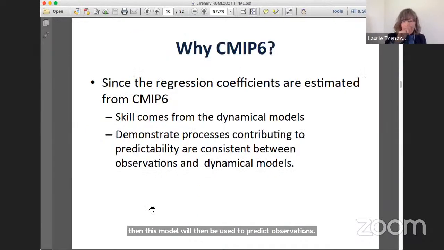So why are we using the CMIP-6 data? Well, part of our goal is to understand what the processes are that are driving subseasonal predictability. And we also then want to compare those processes with observations. And so we know that if we can fit and train a model on the CMIP-6 data, and we can skillfully predict the observations, then we know that that skill is actually coming from the dynamical models. And that then demonstrates that the processes contributing to the predictability are consistent between the observations and the dynamical models.